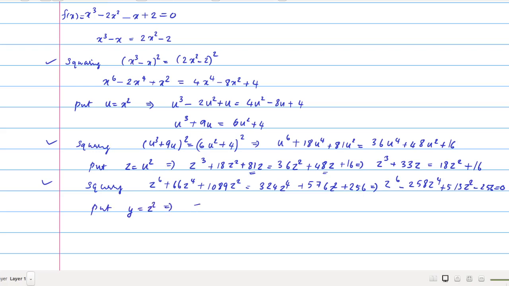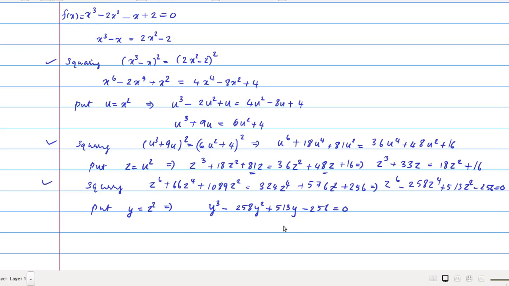Then in terms of y, we have y cubed minus 258y square plus 513y minus 256 equal to 0. So in terms of this y, we get a new equation. This is obtained by squaring our original equation 3 times. So this is the new equation.